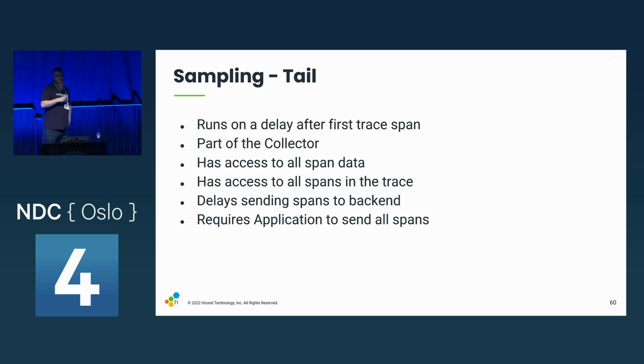But it requires the application to send all the spans, which means that there's no sampling in the front end at that point, which could be a problem for you. If you think about how spans are created, how data is transmitted between availability zones, network traffic, all of that kind of stuff, if you're working at scale, this can be a problem.